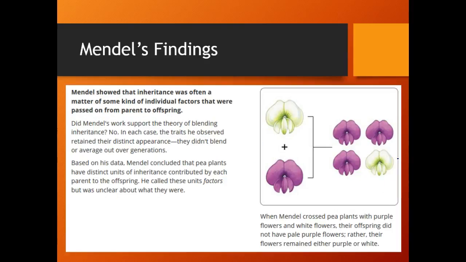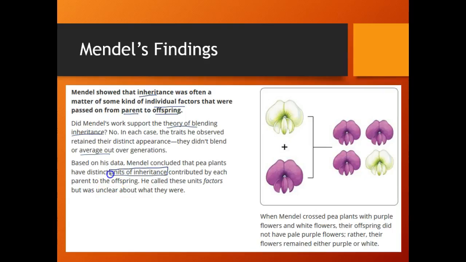So Mendel's findings were that he was able to show that inheritance was often a matter of some sort of individual factors that were being passed from the parent plant to the offspring plant. So he knew for sure that the theory of blending inheritance was not correct based on his findings. In each case, the traits he observed retained their distinct appearance. They did not blend or average out over generations. So based on his data, Mendel concluded that pea plants have distinct units of inheritance.